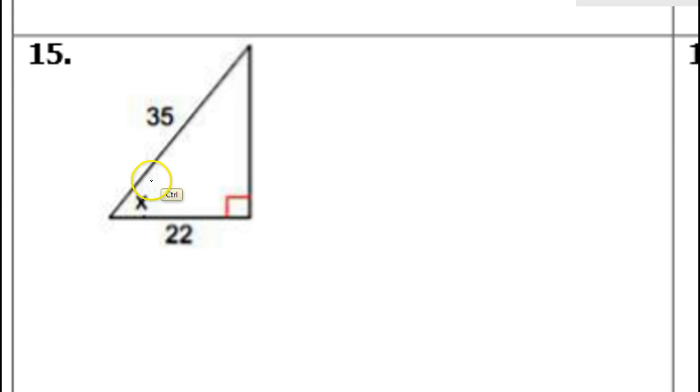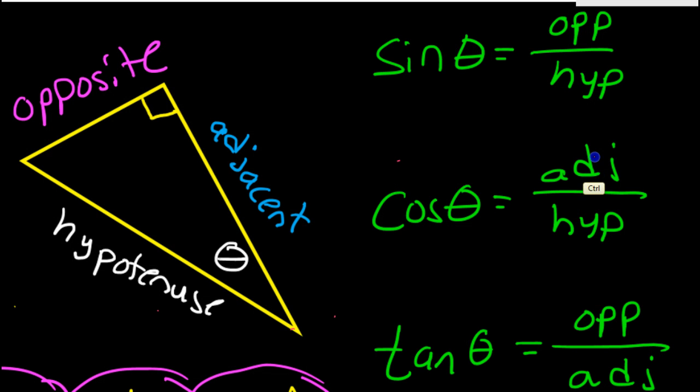Number 15. Again, we're looking for an angle, so we will have to do an inverse trig function on this problem. So we've got this angle, and this side is the hypotenuse. Always start with the hypotenuse. This is the adjacent leg. Adjacent means right next to, and this is right next to the angle. Adjacent and hypotenuse. That is the cosine function, adjacent over hypotenuse.